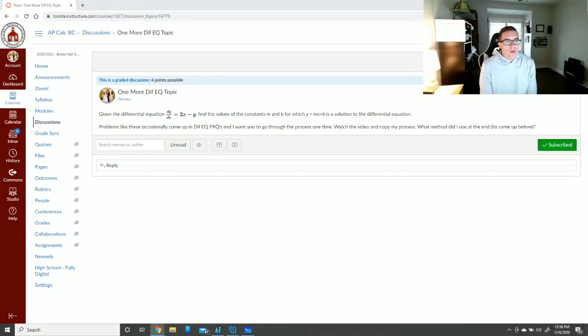So this one's called One More Dif EQ Topic. There might be one more in addition to this one more. So this wasn't the final one, but this was one more. The main things we're going to be doing are finding particular solutions, doing approximations, either doing slope fields, Euler's method, or linear approximations by making tangent lines.